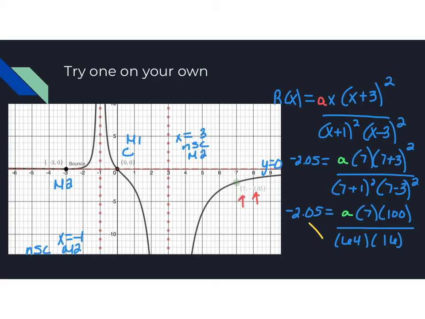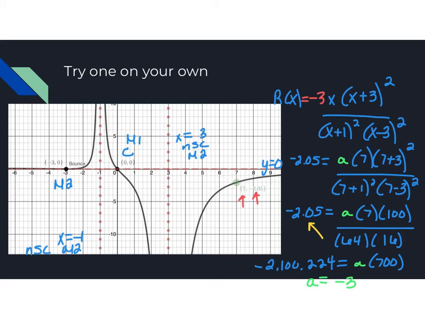So at this point, I would pick up my calculator, and again, I would want to cross multiply so I can clear that fraction. And 100 times 7 is 700. Divide that 2,000 number by 700, and we get about a equals -3. I think it's 3.0032.